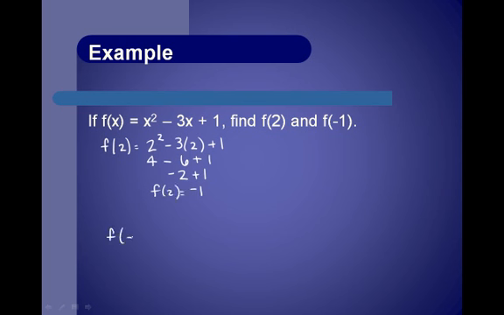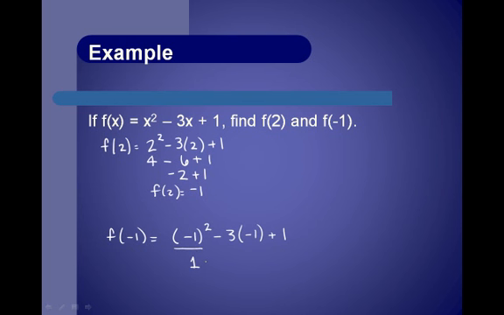Now let's find f of negative 1. Now it's always a little tricky when you've got negative numbers in exponents. So we've got (negative 1) squared minus 3 times negative 1 plus 1. Now remember, for this one, (negative 1) squared means negative 1 times negative 1, which is a positive 1.